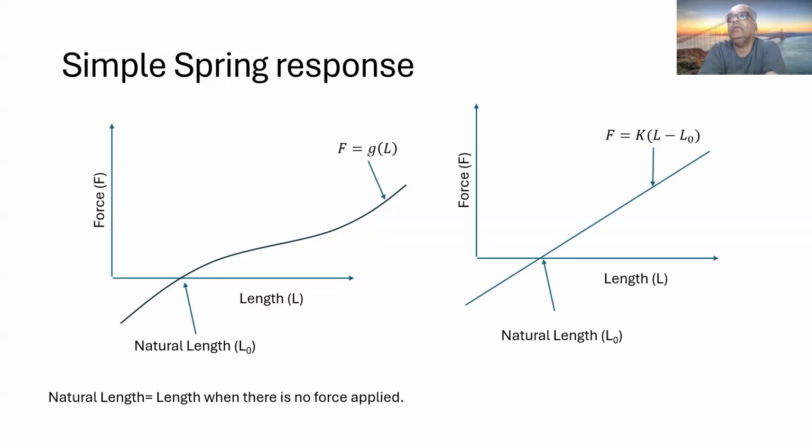So for a linear spring, you can see that I have F equal to K times (L minus L naught). K is called the spring stiffness or the spring rate, and that tells you how stiff or soft the spring is. You can see it depends upon L minus L naught. It represents that straight line. That is how we do it. So it has two parameters, natural length and stiffness.